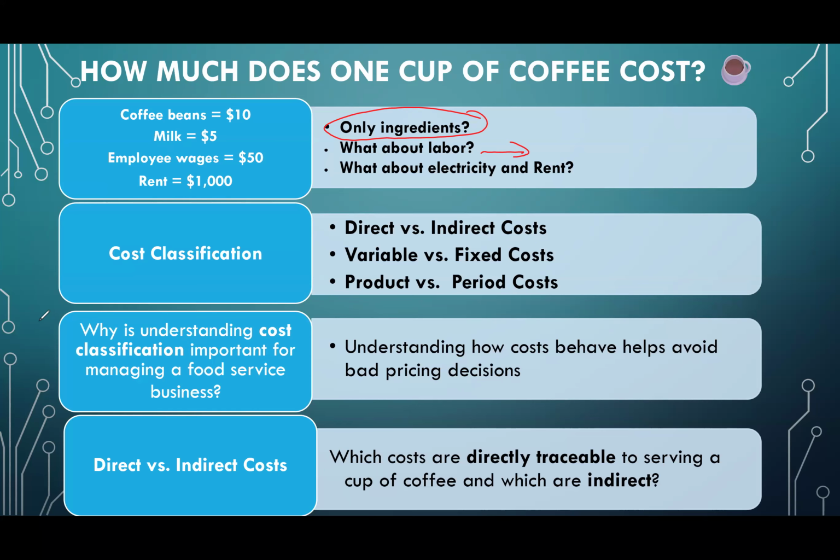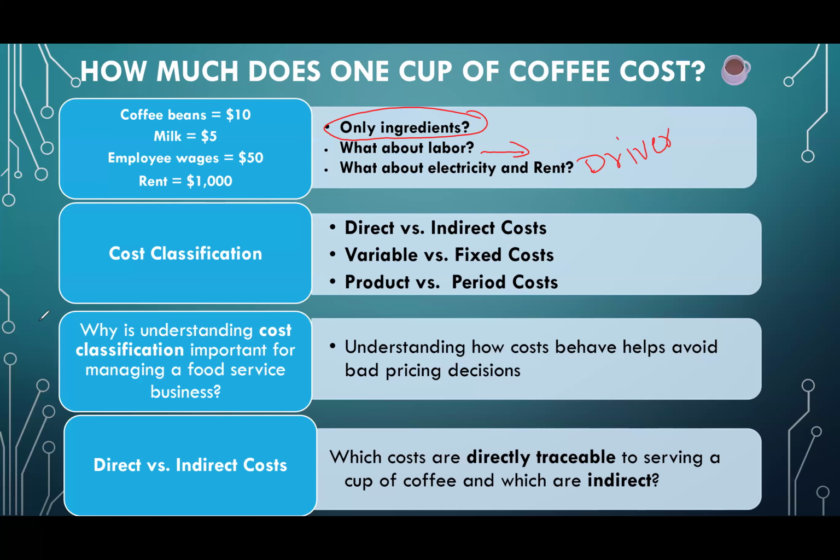Okay, I have taken the simple example, so there is only rent, but there could be electricity, other utilities, rent. Okay, how to cover that in one cup of coffee? On what basis? Meaning, what should be a good driver for these kind of costs? Okay, so all these questions come to our mind.